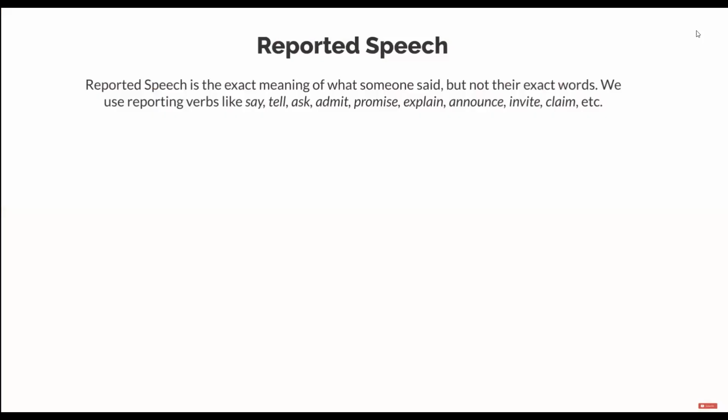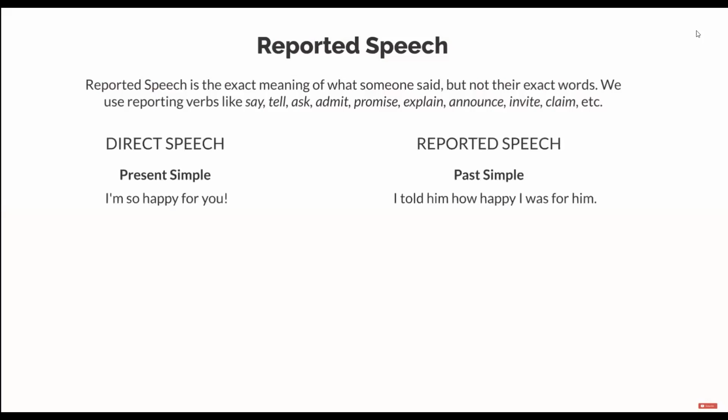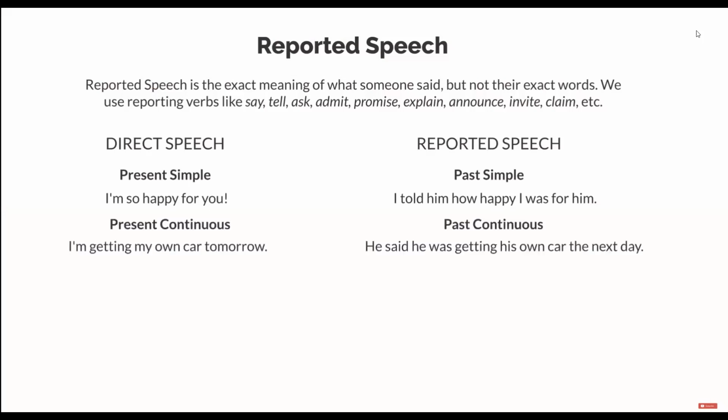Reported speech is the exact meaning of what someone said, but not their exact words. We use reporting verbs like say, tell, ask, admit, promise, explain, announce, invite, claim, etc. I'm so happy for you. I told him how happy I was for him. I'm getting my own car tomorrow. He said he was getting his own car the next day.